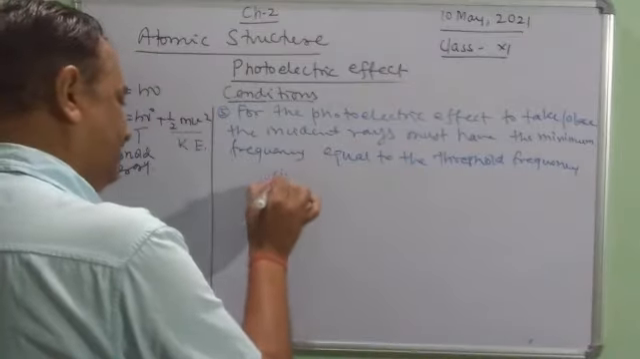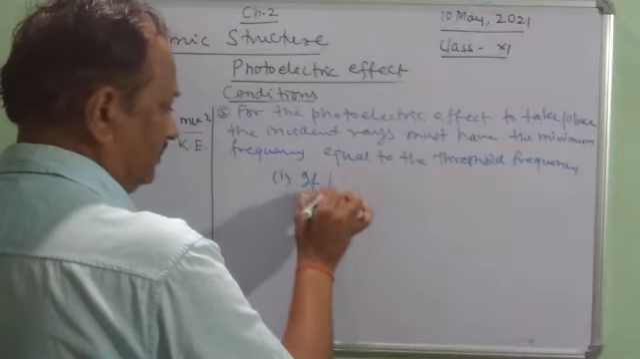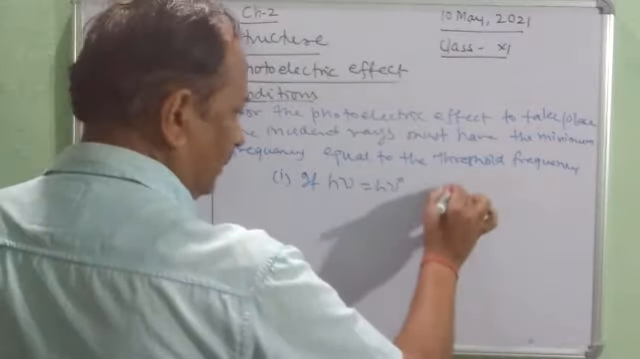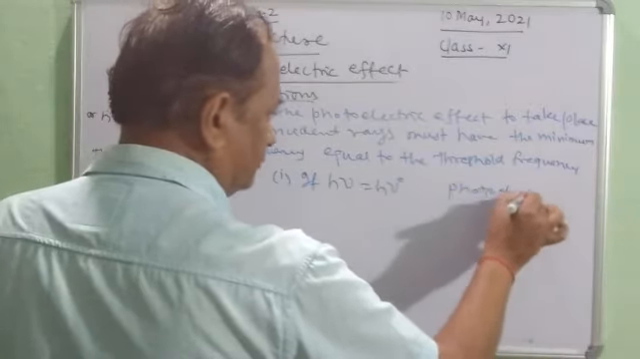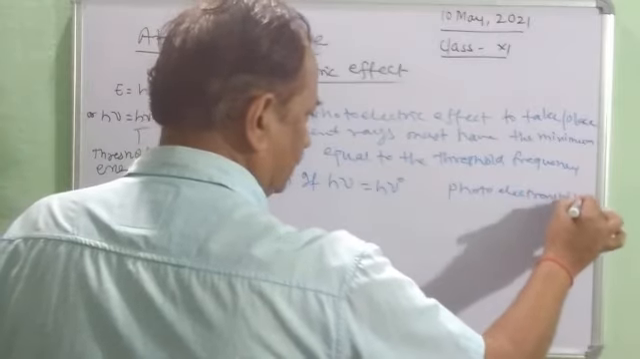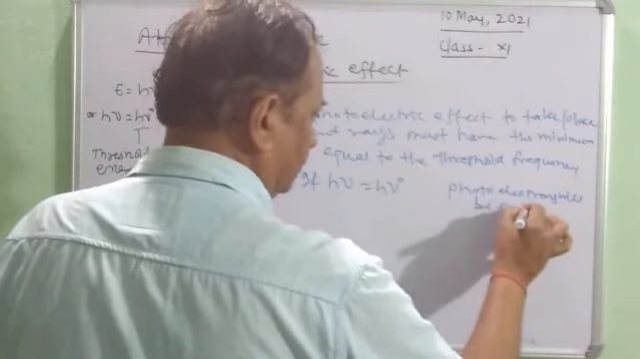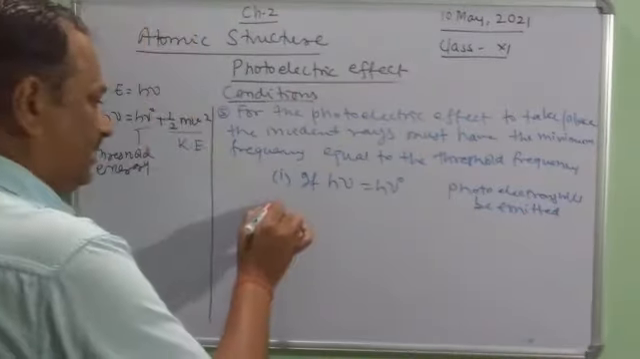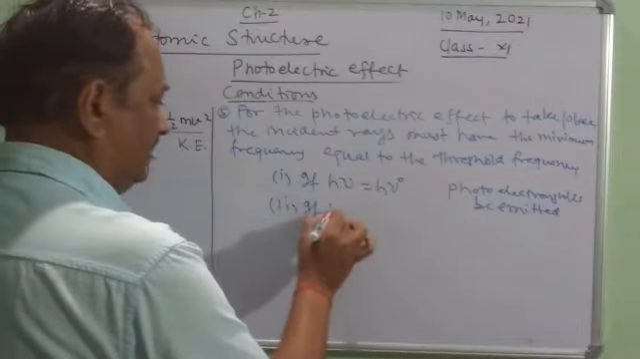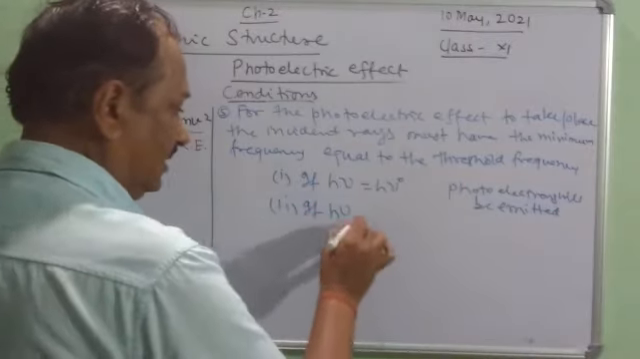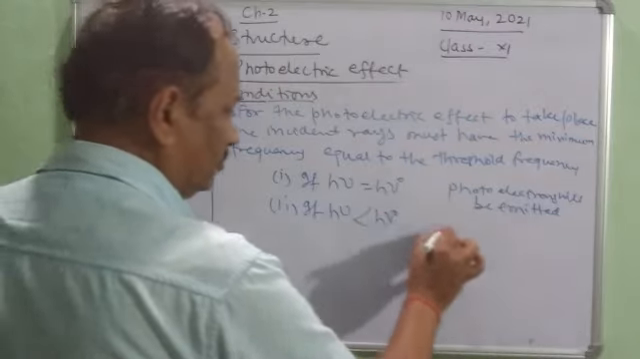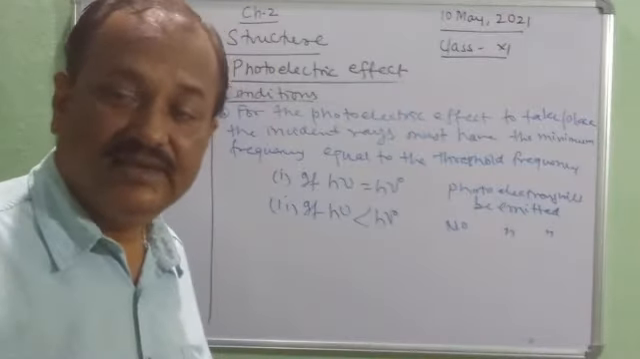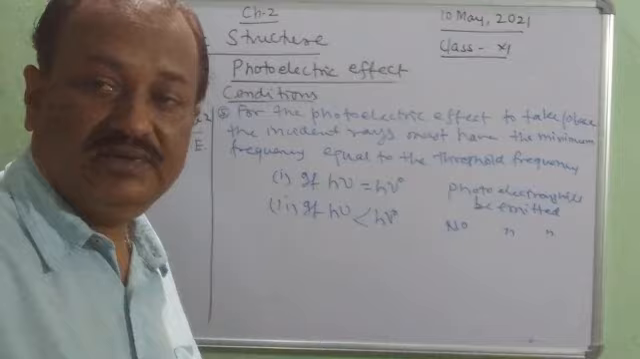So first is, if h nu is equal to h nu naught, then photoelectrons will be emitted. There will be emission of photoelectrons. Now second is, if h nu is less than h nu naught, so there will be no photoelectrons emitted because the energy is less and the ejection of photoelectrons will not take place.